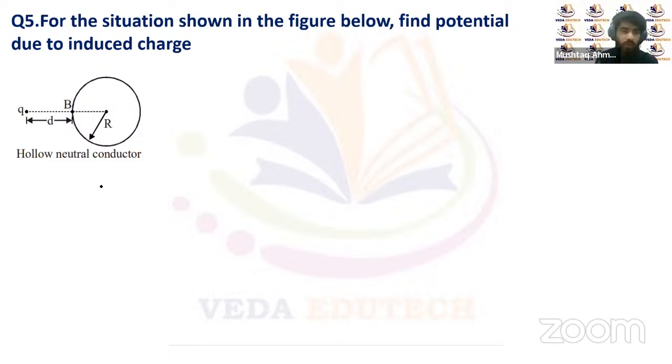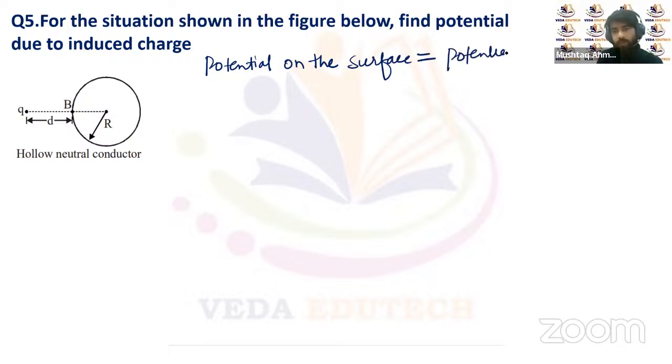And since it's a hollow neutral conductor, it means whatever be the potential V at the surface, the potential on the surface will be equal to the potential inside the conductor, right? Since it's a hollow conductor, whatever be the potential on the surface of this conductor, the same will be the potential inside this conductor, right?